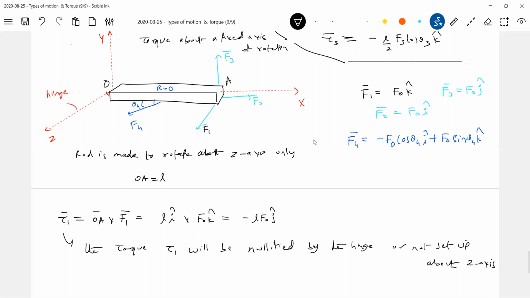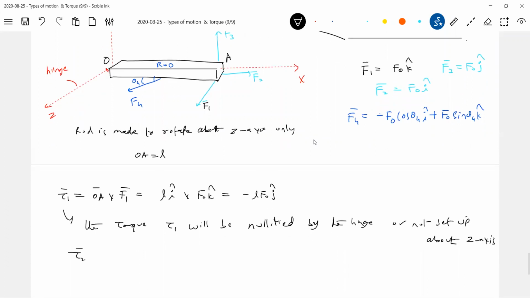Now, what about torque due to F2? Torque due to force F2 is OA bar cross F2. What is OA bar? L i cap. This is F naught i cap. This should be 0. Any reason for that? F2 bar intersects the axis of rotation. Okay, getting this one?